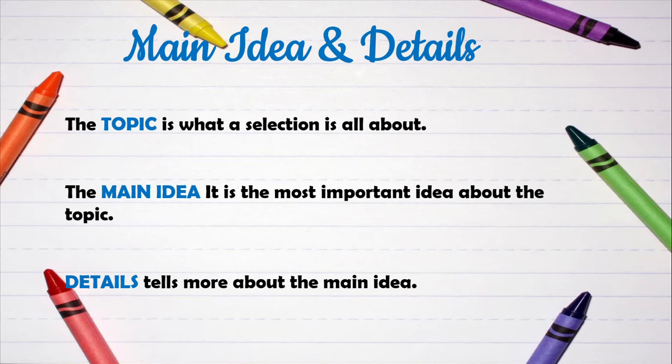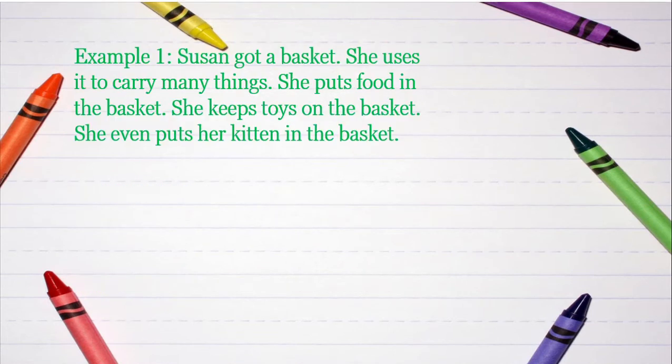In the selection, there will be details. These details tell me more about the main idea. Now here I have to spot where the main idea is. Let's check this example together to make it clear for you.